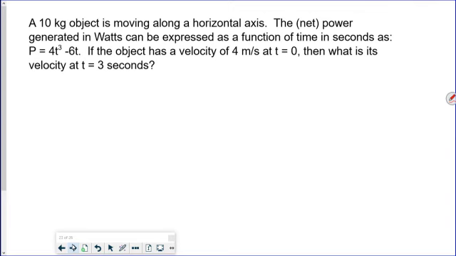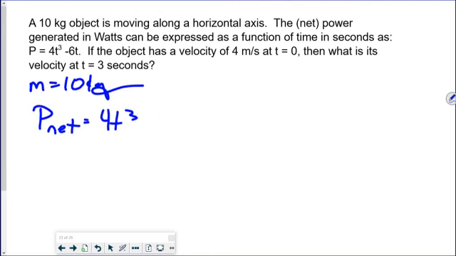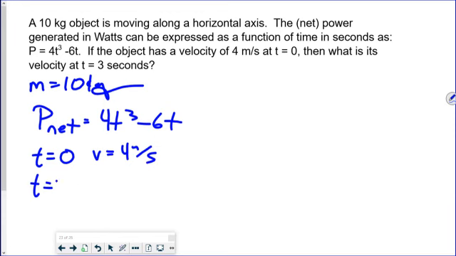All right, so this time we're going to go backwards. Instead of giving you an equation for the kinetic energy, I'm giving you an equation for the power. So here we've got an object that's got a mass of 10 kilograms. It's moving along the horizontal axis. The net power in watts can be expressed as a function of time. Here's our equation for net power, 4t cubed minus 6t. That's the rate at which we are transferring energy. I know that at t equals 0, my velocity is 4 meters per second. And the question wants to know at t equals 3, what is the velocity?